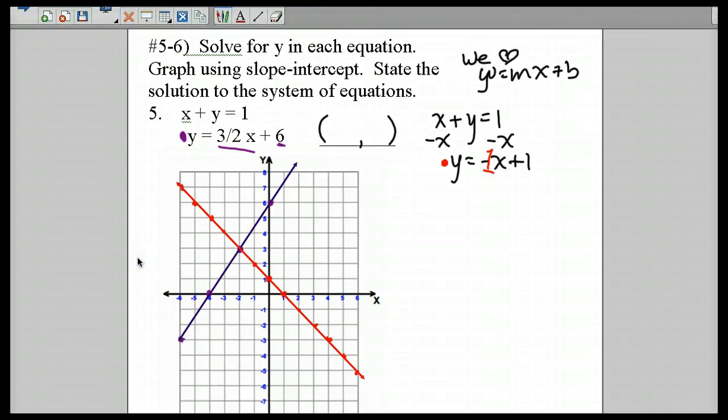Okay, so now that I've graphed them, what we look at is where these two lines cross, which is right here at negative 2 for my x, comma 3 for my y. So that is the solution to this system, where they cross.